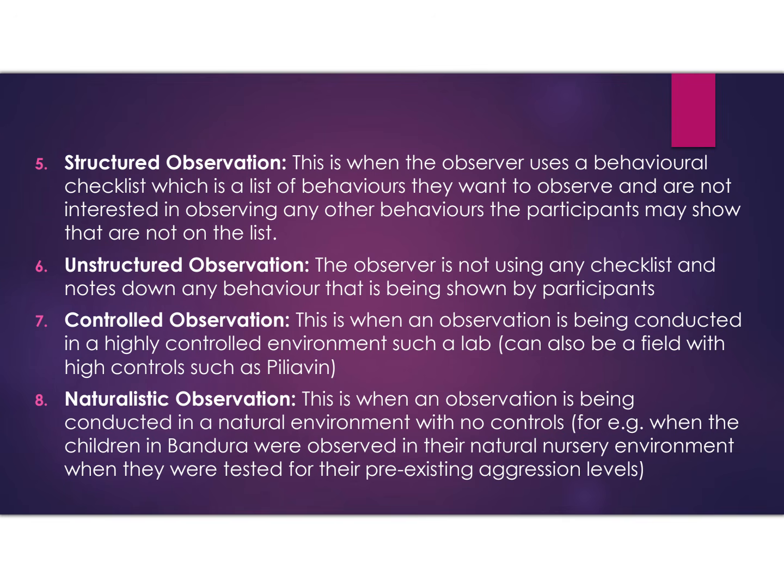An unstructured observation is one where there is no checklist. So if I'm observing aggression, any aggressive behavior will be recorded, and I'm not restricting it to 5 or 6 behaviors on a list. A controlled observation is an observation done in a controlled environment, so high levels of controls.